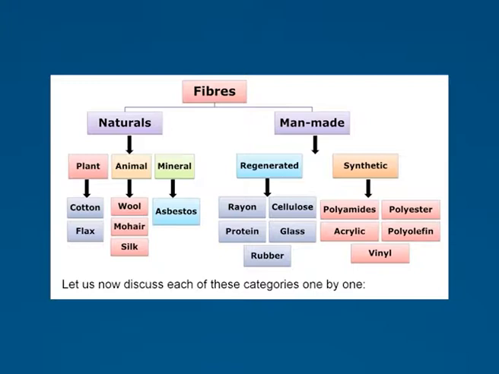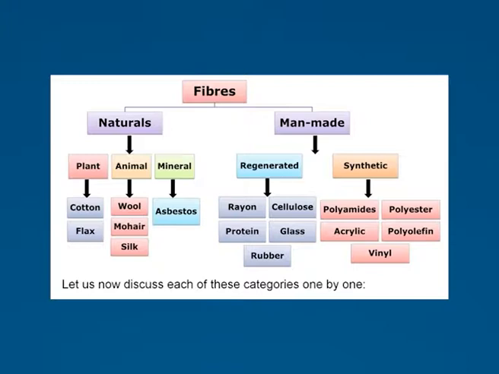Now, on the screen, a detailed chart is shown where all the fiber types are presented below. Fibers are mainly categorized into two: the natural fibers and the man-made fibers. The natural fibers are mainly from plant, animal and mineral resources. Now, accordingly, the natural fibers are divided into plant fibers, animal fibers and mineral fibers.